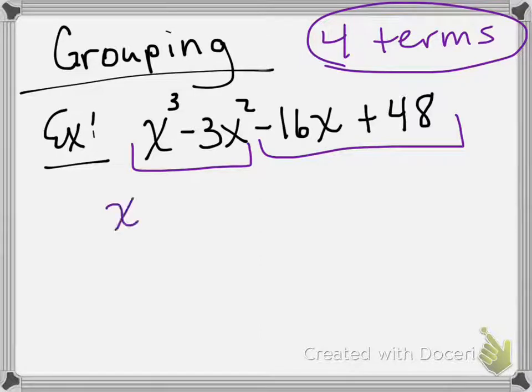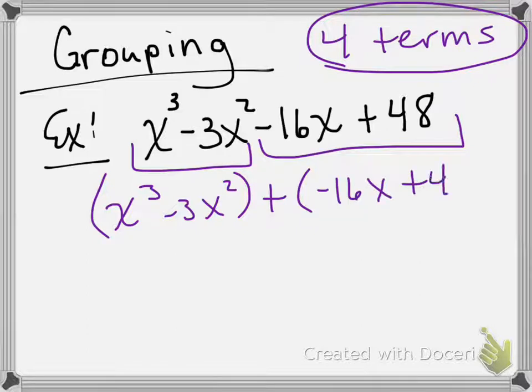So I'm going to write x cubed minus 3x squared, and I'm going to group them by putting parentheses, plus negative 16x plus 48, which I'm also grouping by putting parentheses. And between them, I make it plus. It just keeps it simpler because we want this negative to go with the 16, so we just put a plus here to kind of hold that place.